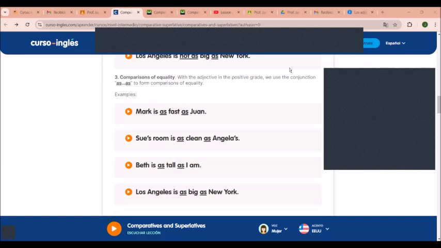When we have them on the same level, we use as, descriptive word, as the other. So the first one is two, one is higher, one is lower. The second one is lower compared to the second one. And this third one, they're on the same level. These are our comparisons.